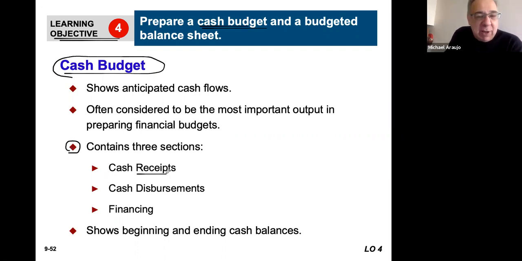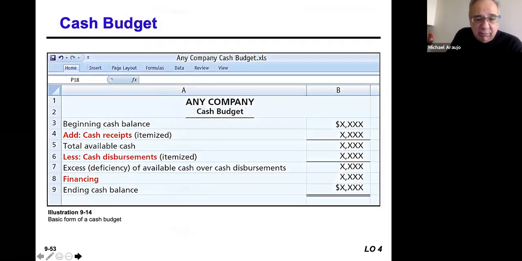Cash receipts, how much cash is coming in? Cash disbursements, which is basically cash being paid out, right? And then if the difference between these in any quarter is too great, they might need to borrow money to make sure they can pay their bills. And so that's the financing part. And of course, the cash balance starts with the beginning amount of cash. And after we look at all of this information, we'll have an ending cash balance as well. So you'll see how this looks, and it's actually quite easy.